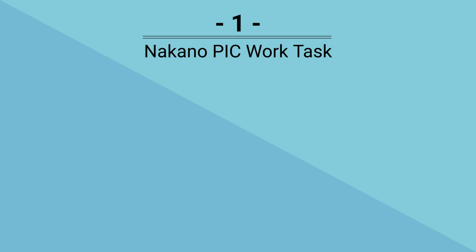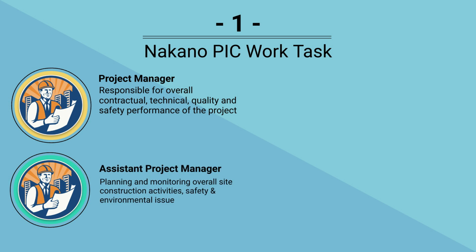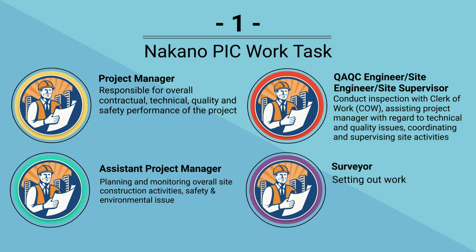First, Nakano PIC work task. Project manager is responsible for overall contractual, technical, quality and safety performance of the project. Assistant project manager is to plan and monitor overall site construction activities, safety and environmental issues. QA/QC engineer or site supervisor is to conduct inspection with clerk of work, and assist project manager with regard to technical and quality issues. Surveyor is responsible for setting out work.